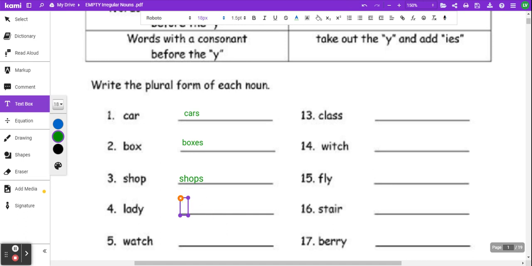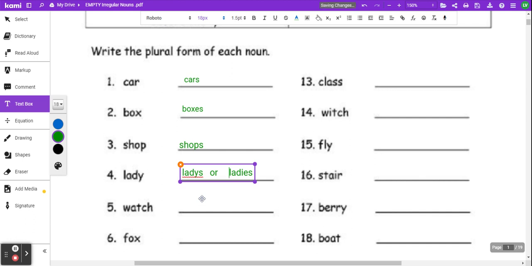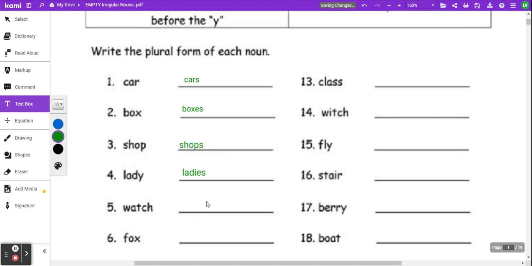So how would we spell ladies? Is it L-A-D-Y-S or is it L-A-D-I-E-S? So which one is it? ¿Cuál es? Why? So mira, la letra anterior de la Y is a consonant. If it's a consonant, tenemos que quitar la Y. We replace the Y with I-E-S. So to make this one plural, it's going to be L-A-D-I-E-S. Ladies. What about number 5?